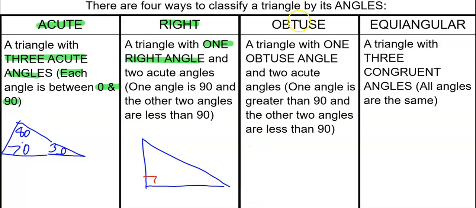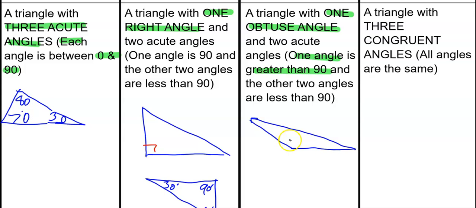An obtuse triangle has one obtuse angle and two acute angles. If it has one obtuse angle, that is enough to say obtuse. So that means one angle greater than 90, and then the other two are going to be smaller than 90. So that would look something like this. This, by appearance, would be an obtuse triangle. And if we were to label it somehow, this could be like 120. And so that would be obtuse.